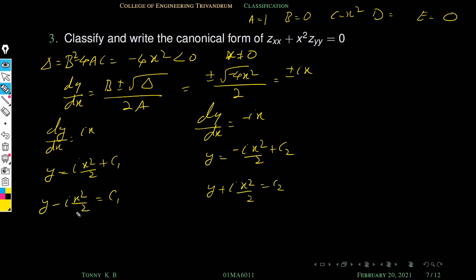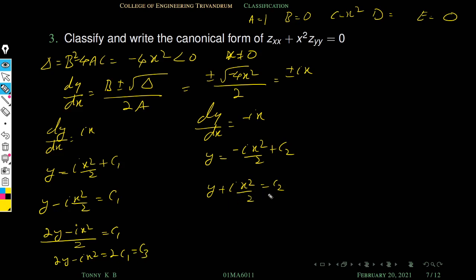Again, you can take the LCM, so this becomes 2y minus ix square all divided by 2. You can combine these two, since one is y minus ix square by 2 and the other is y plus ix square by 2, but you can also do them independently. So 2y minus ix square by 2 is equal to c1. Again, this becomes 2y minus ix square is equal to 2c1. c1 is arbitrary, so 2c1 is also arbitrary. Let it be some c3.